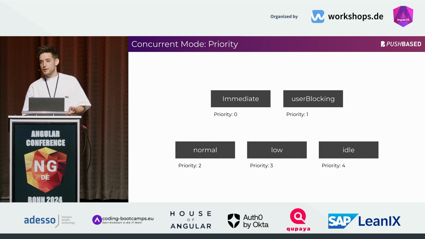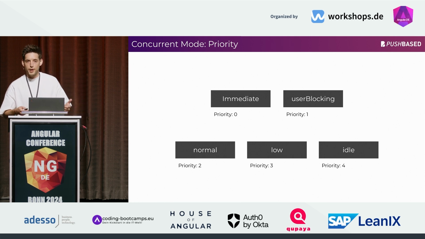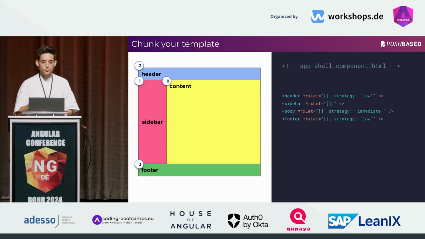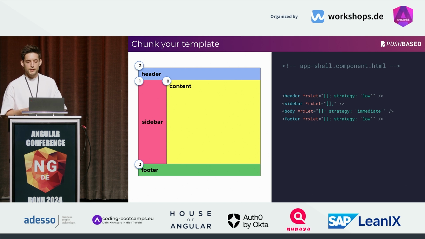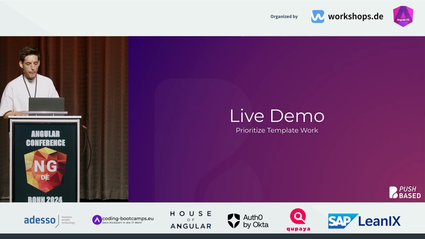And we can do that by just passing a string, a named strategy. This is the input name. And we have immediate as the fastest, so the first priority, then user blocking, normal, low, and idle. By default, everything is just on normal priority, and then you can configure your way around and adjust the priority of your template. And you can do this, as I said, with the strategy input. So for example, if you want to have the body first, you just give it the strategy immediate. And the header gets the strategy low, and then the footer also gets strategy low.